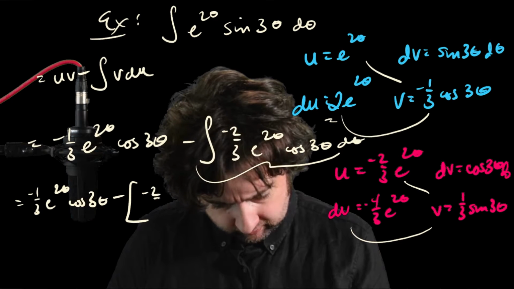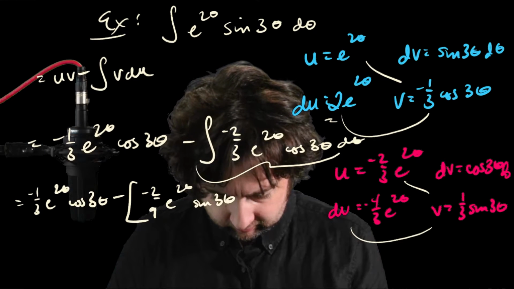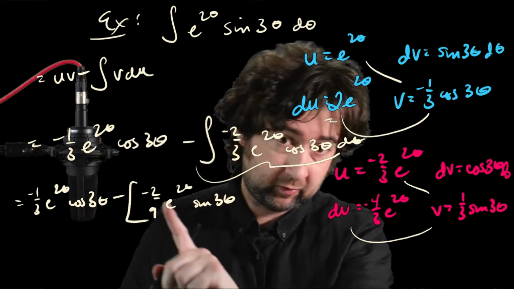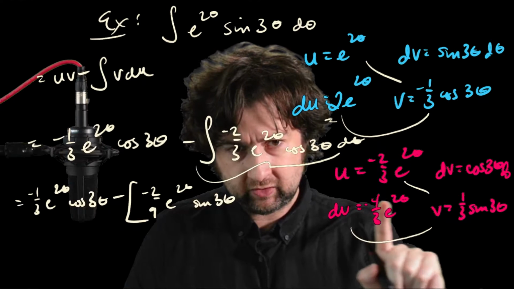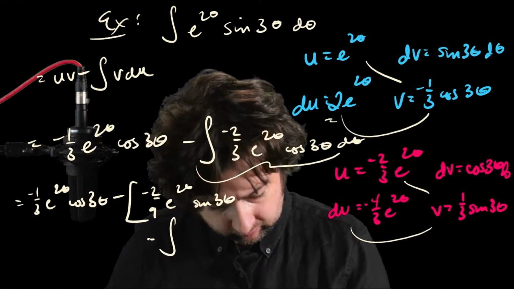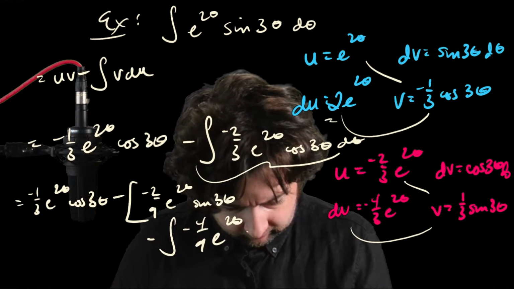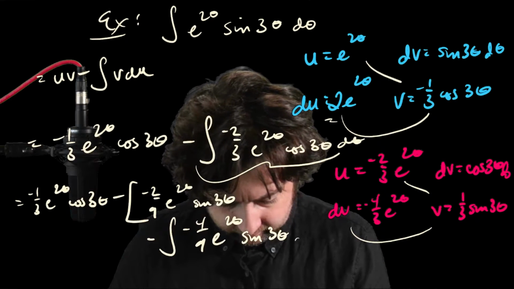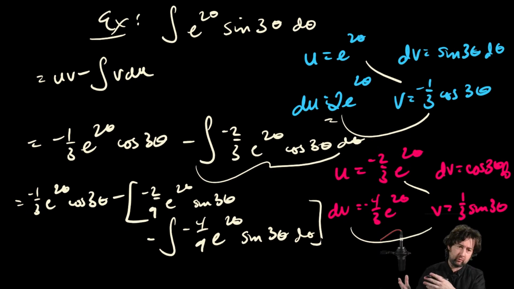So I'm going to get minus 2/9 e to the 2 theta sine of 3 theta. That's uv. So this part is u times v from here. And I'm going to multiply these together to get v du. That's going to give me minus the integral of minus 4/9 e to the 2 theta sine of 3 theta d theta. Now this is a jumbled mess right now. So I'm going to take this equation and rewrite it so that it's clearer. First I'll write it at the bottom, and then we'll continue our computation on the next slide. So this is where we're at.